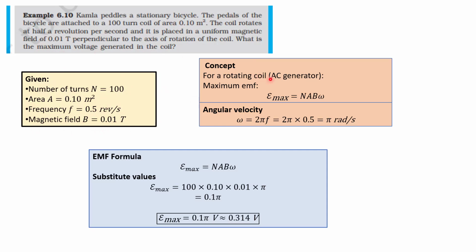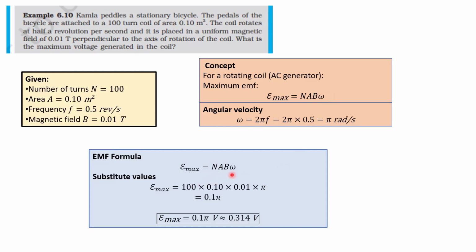For the rotating coil that we have already discussed in AC generator, the EMF is equal to NAB, right, equal to E naught sin omega t. When theta becomes 90, E naught becomes NAB omega. Omega equal to 2 pi f, 2 pi into 0.5, that becomes pi.